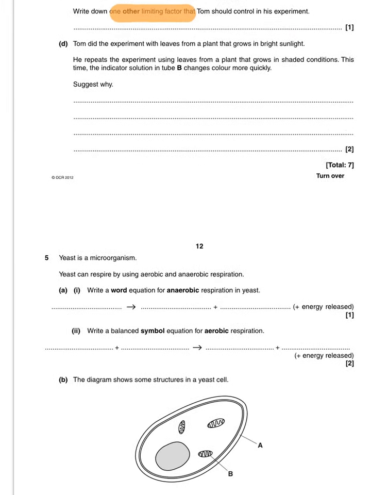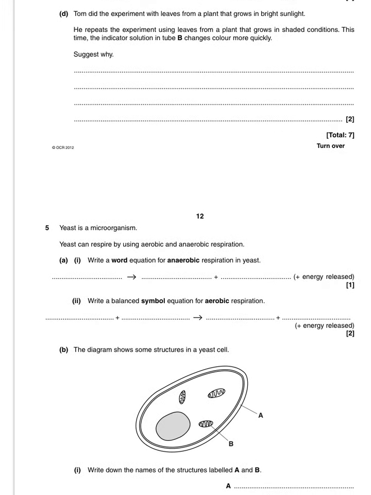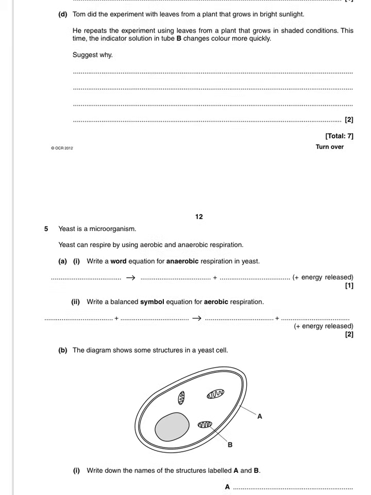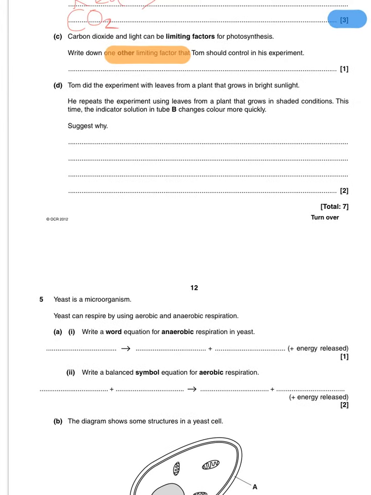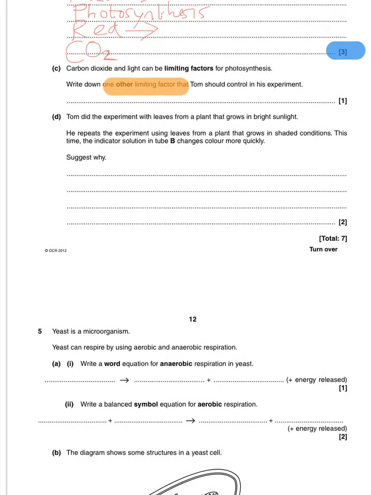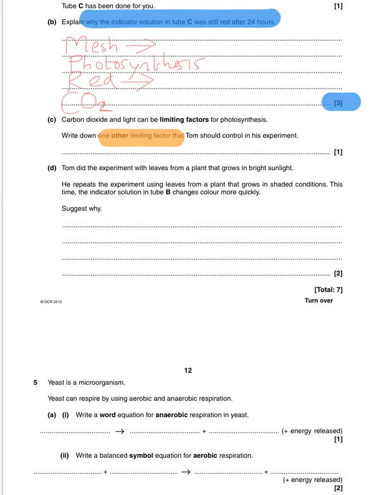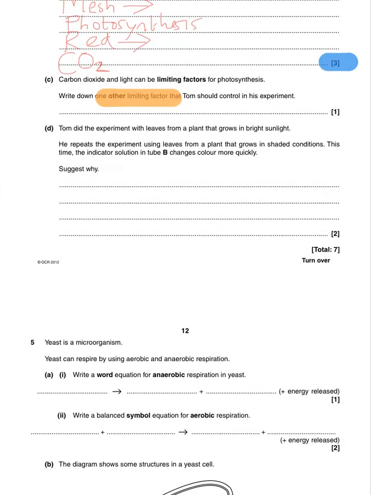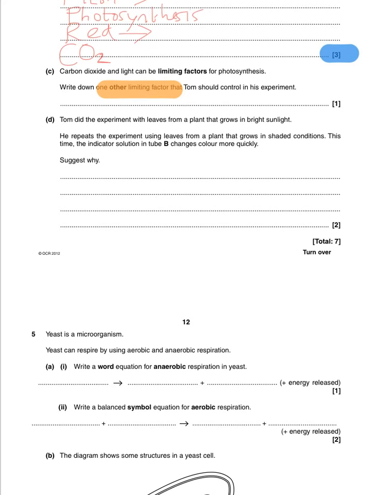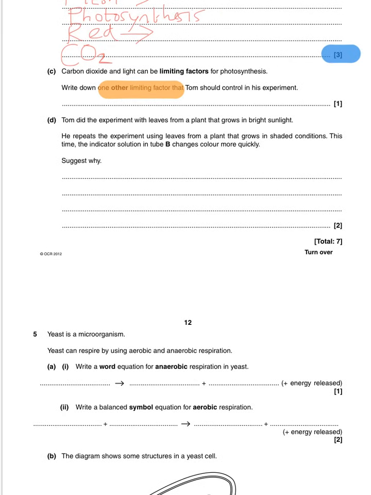Tom did the experiment with leaves from a plant that grows in bright sunlight. He repeated the experiment using leaves from a plant that grows in shaded conditions. This time the indicator solution in tube B changes more quickly. Okay. Suggest why. So shaded condition plants. Indicator solution in tube B changes colour more quickly.